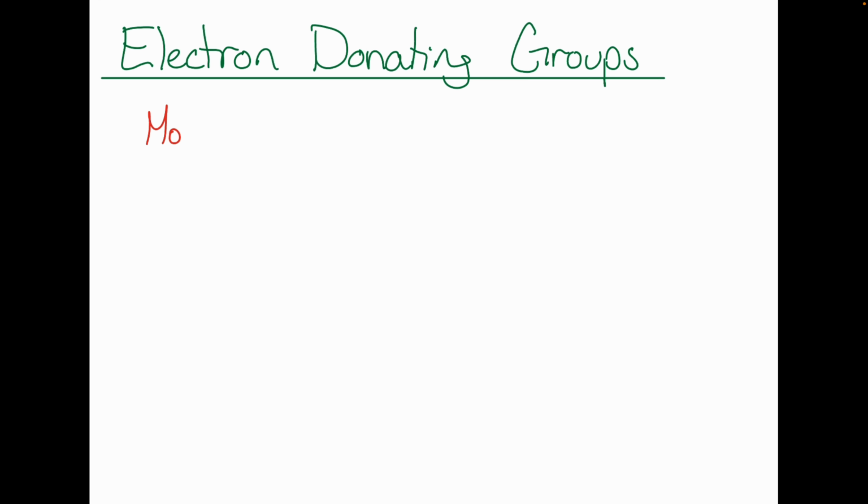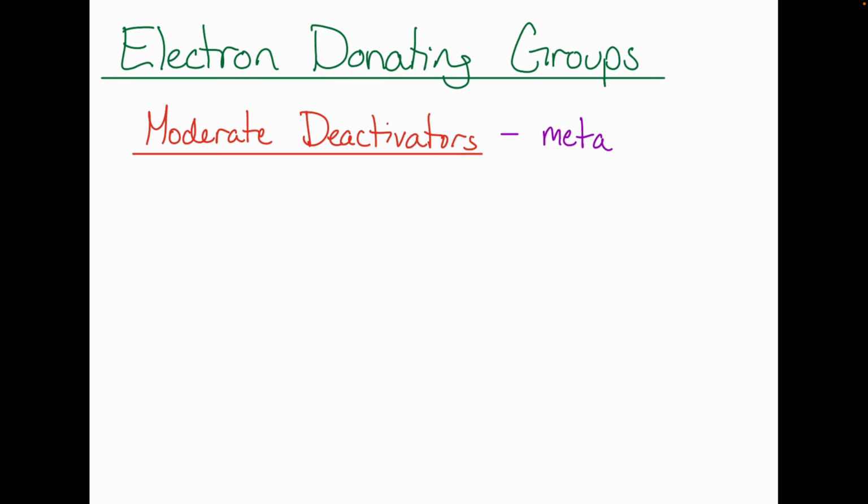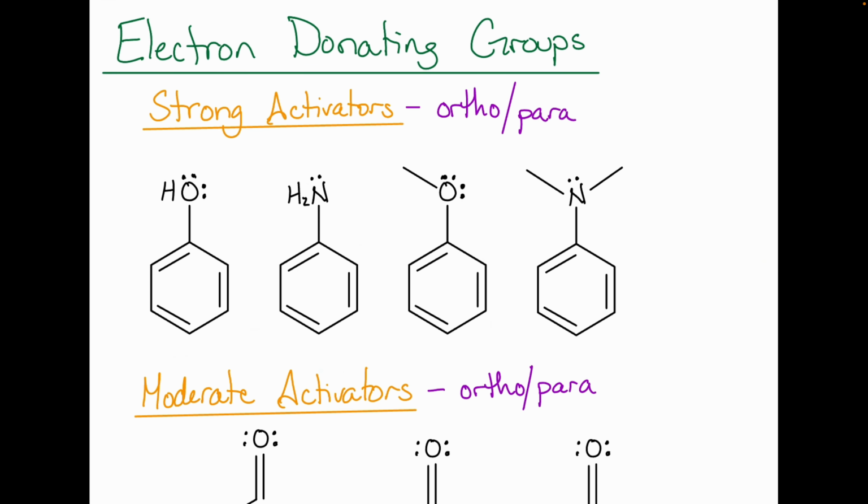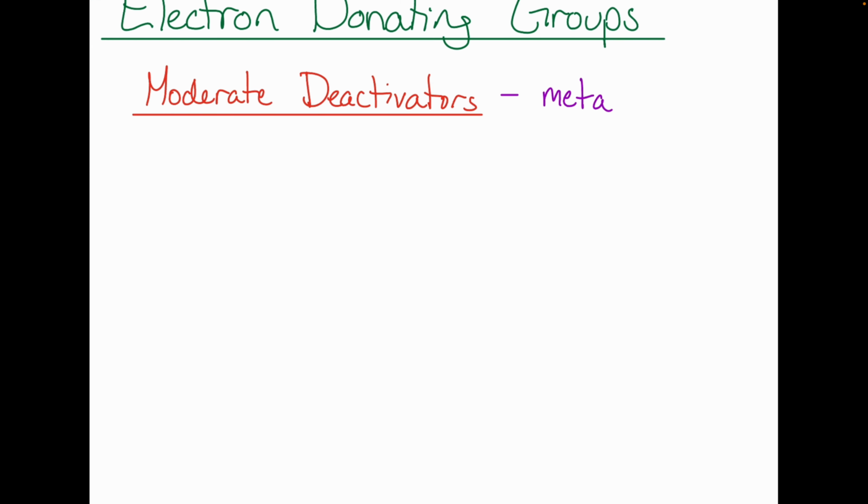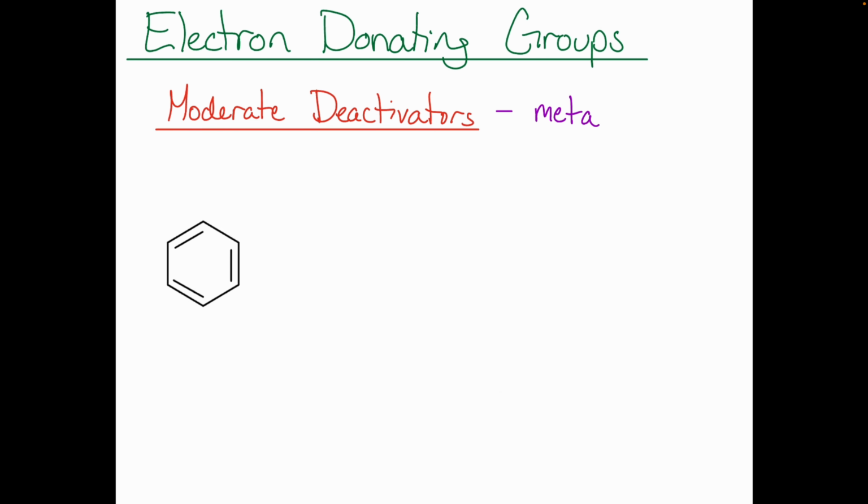All right, our first category we're going to look at are our moderate deactivators. These are now going to be metadirectors. And that benzaldehyde example that we looked at is a great example of a moderate deactivator.